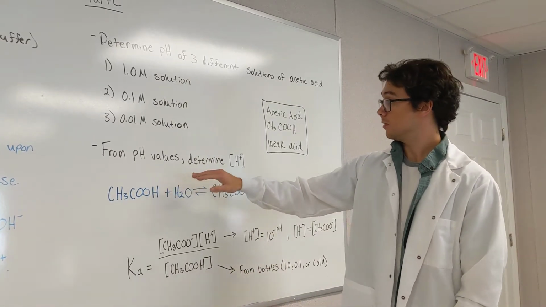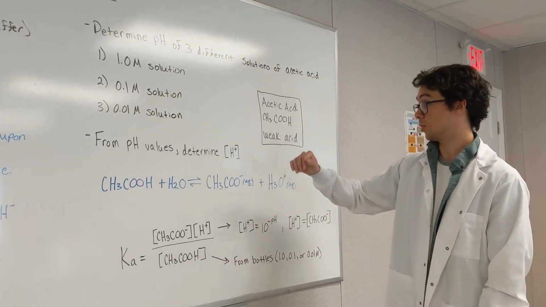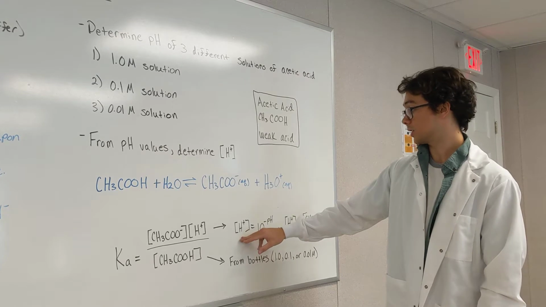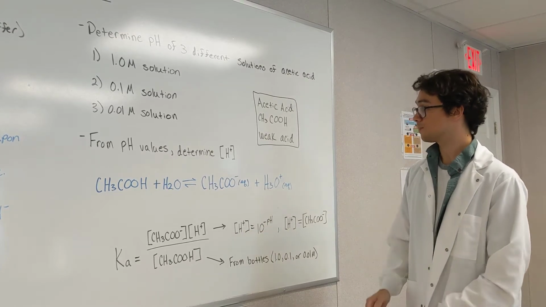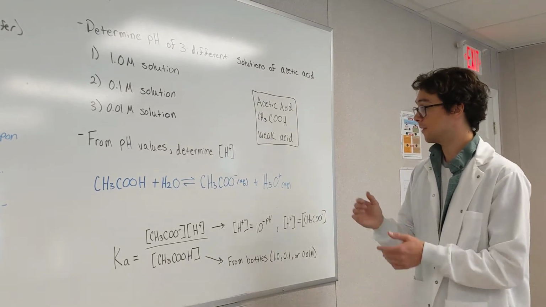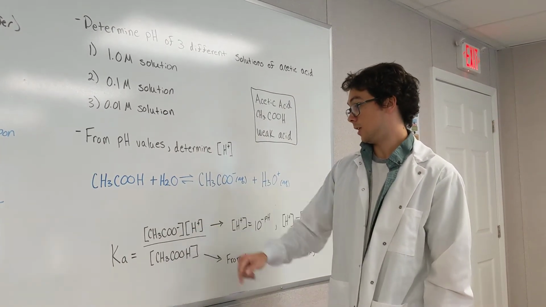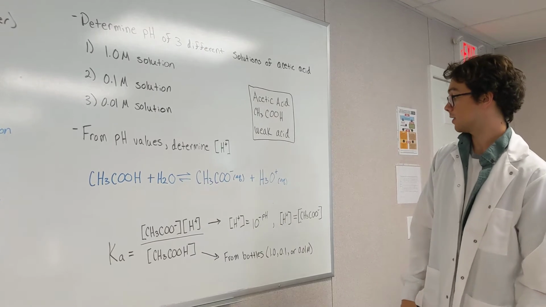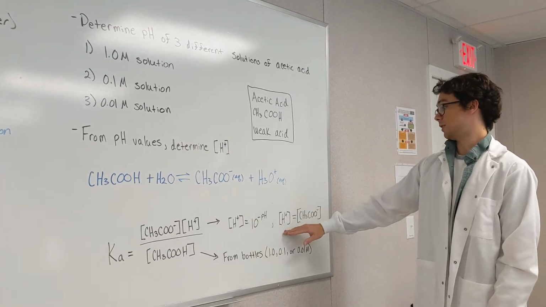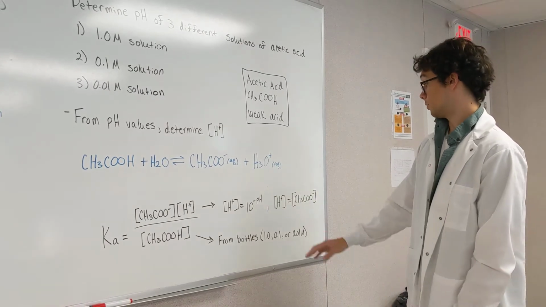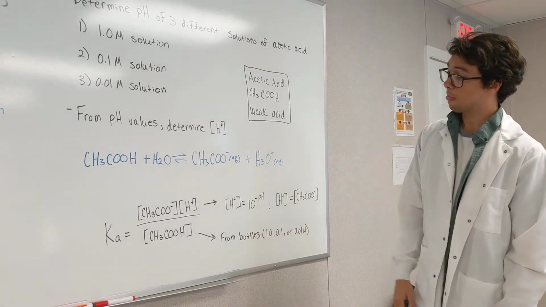From those pH values, we're going to use the formula that we talked about before, and we're going to get our H plus concentration. One thing to note here, if you're wondering how you get the concentration of the deprotonated acetic acid, it's just the same as our H plus concentration, because they dissociate equally in water, so you get equal amounts of each.